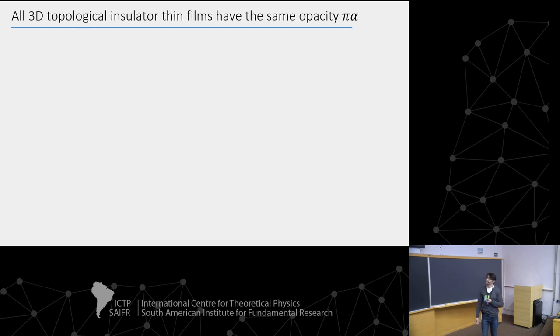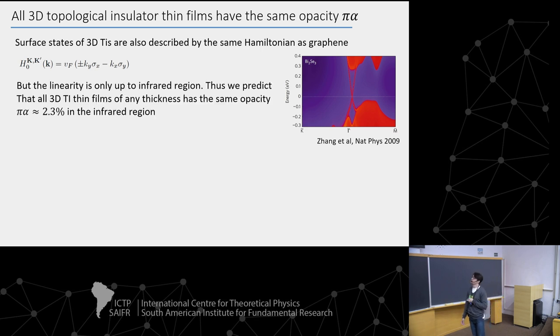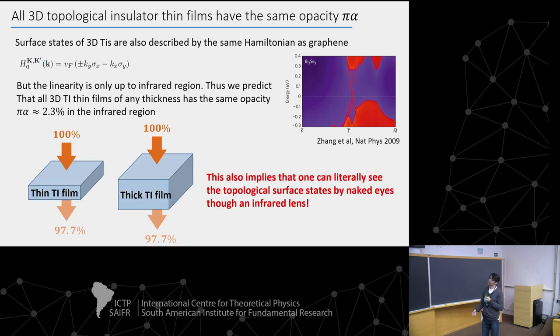As was introduced by Professor Kyle, the 3D topological insulators have surface states that can also be modeled by a 2x2 Dirac model. The implication is that if you do the same analysis, you will also have this 2.3% opacity. Moreover, because this calculation doesn't involve any properties of the material, such as Fermi velocities or anything, if you have different thicknesses of 3D topological insulators, it should be the same opacity. So it should be possible to see this under an infrared lens.